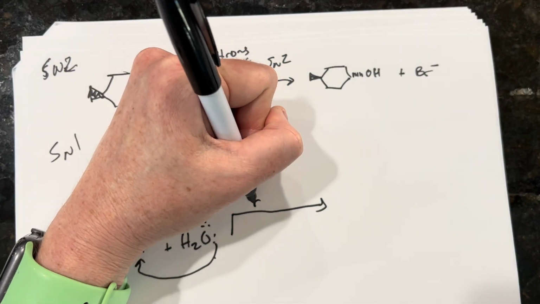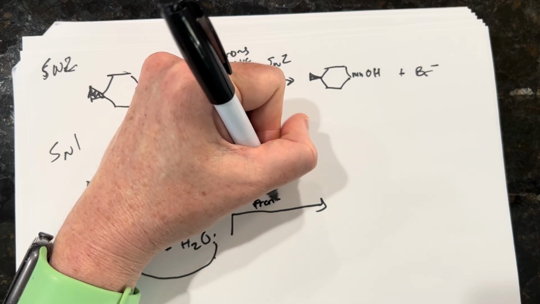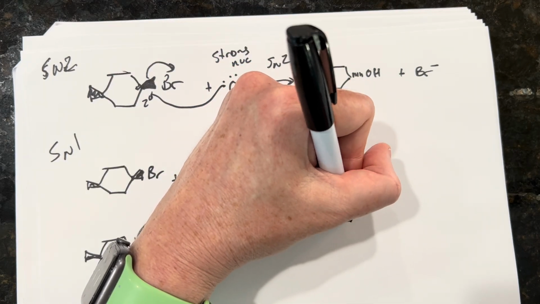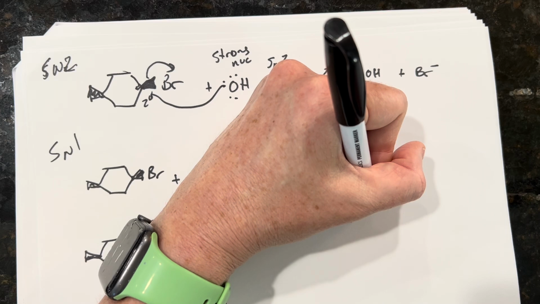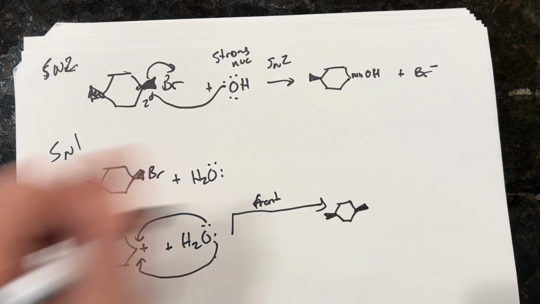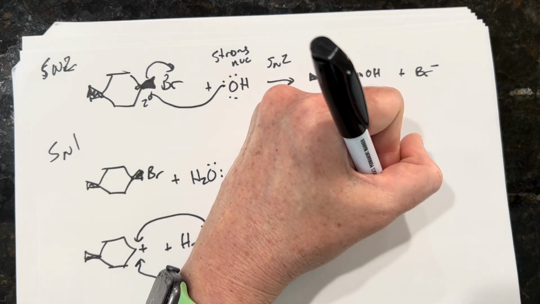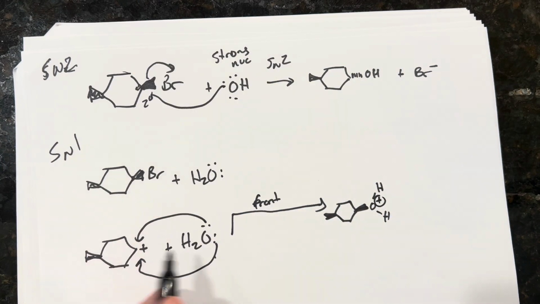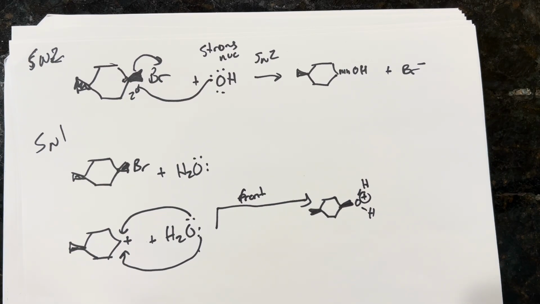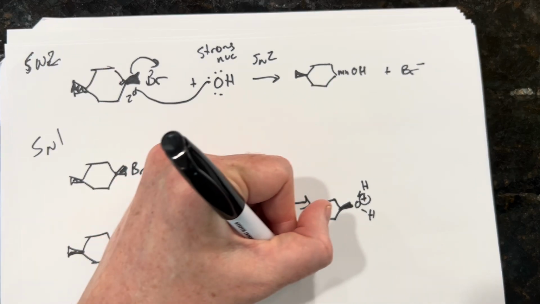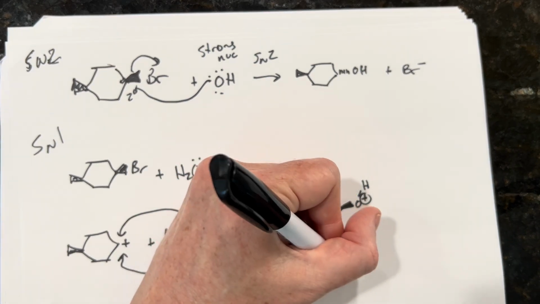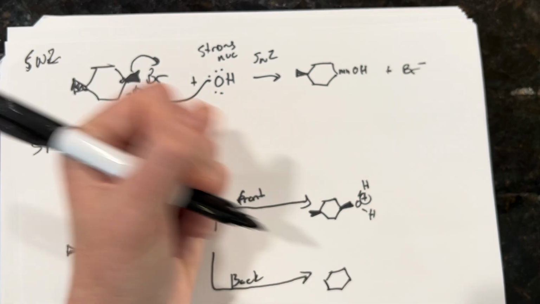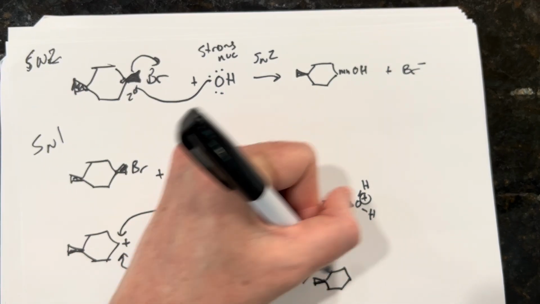In the front, you'll get this, and because it's coming in the front, this will now be on a wedge. Remember, you have a nucleophile that's neutral, so you'll get a positive charge. Or the back, you get the same thing, but instead of the cis here, you'll get the trans.